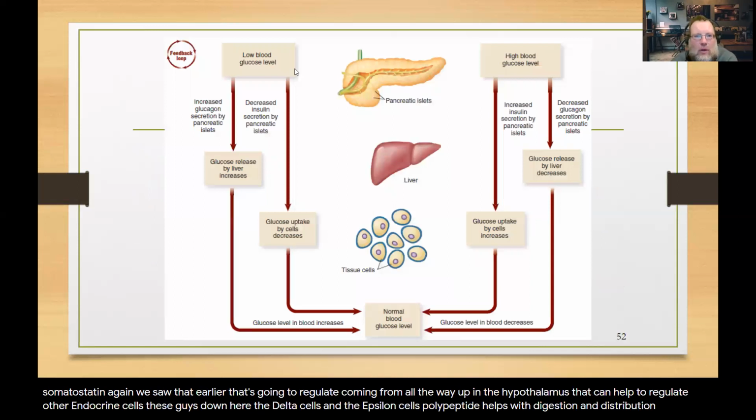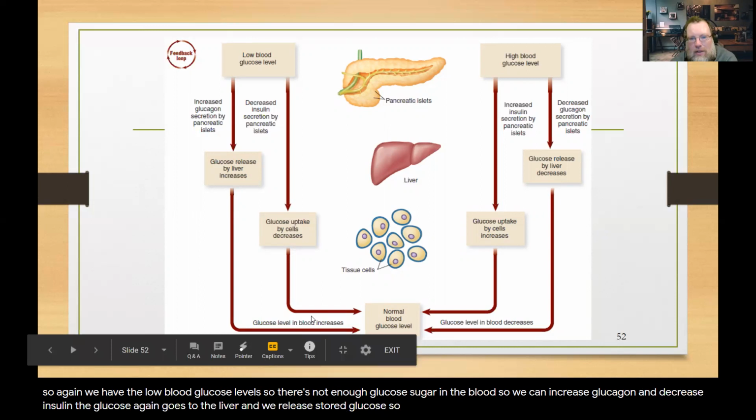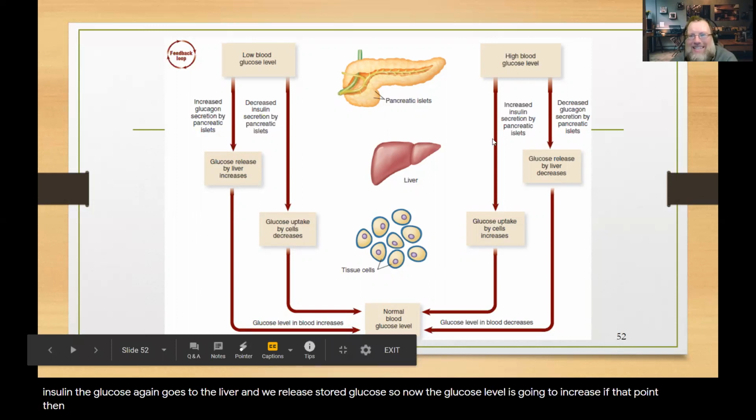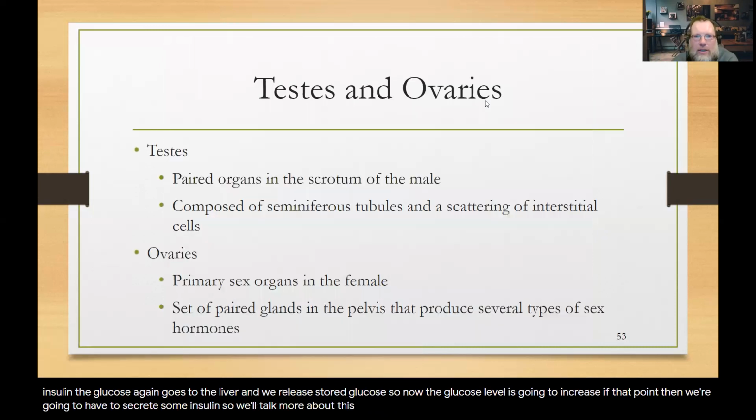So again, if we have low blood glucose levels, so there's not enough sugar in the blood, we can increase glucagon and decrease insulin. The glucagon goes to the liver and we release stored glucose. So now the glucose level is going to increase. At that point, we're going to have to secrete some insulin. We'll talk more about this quite a bit in the digestive system.